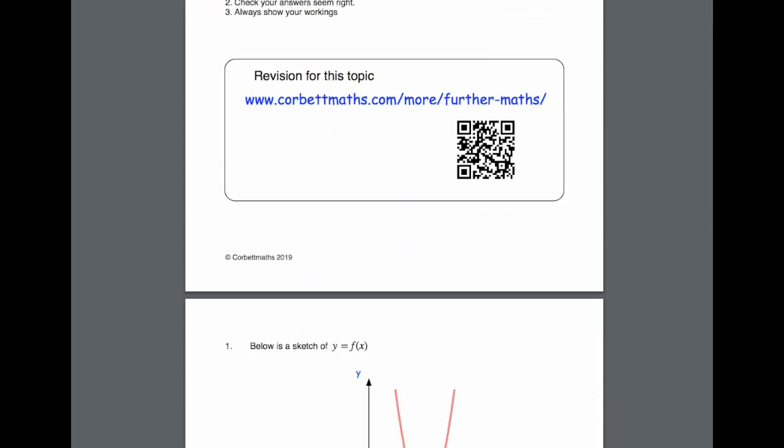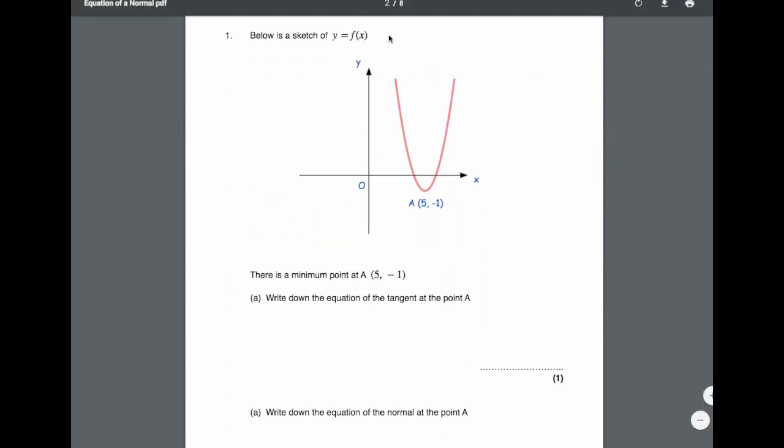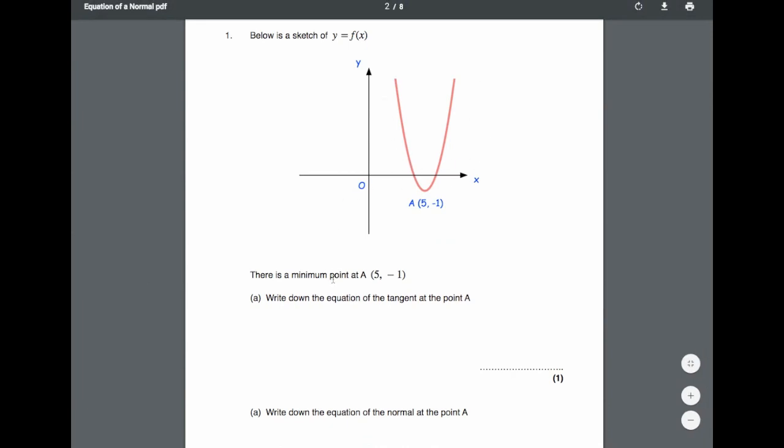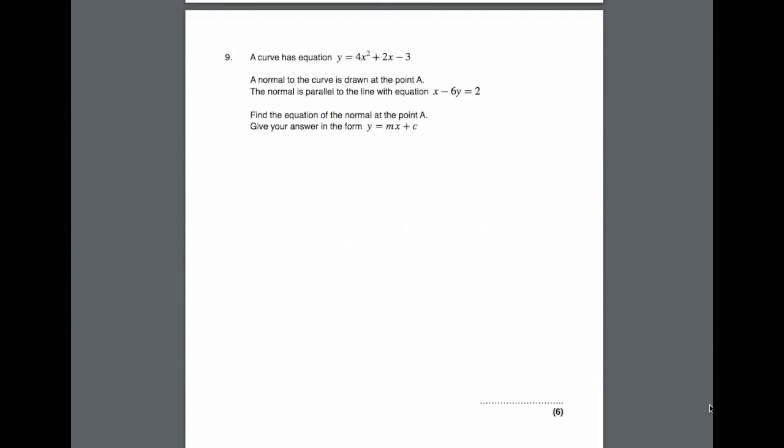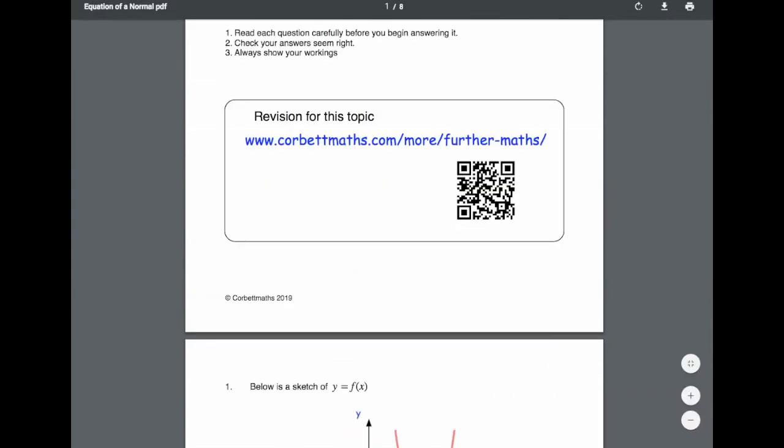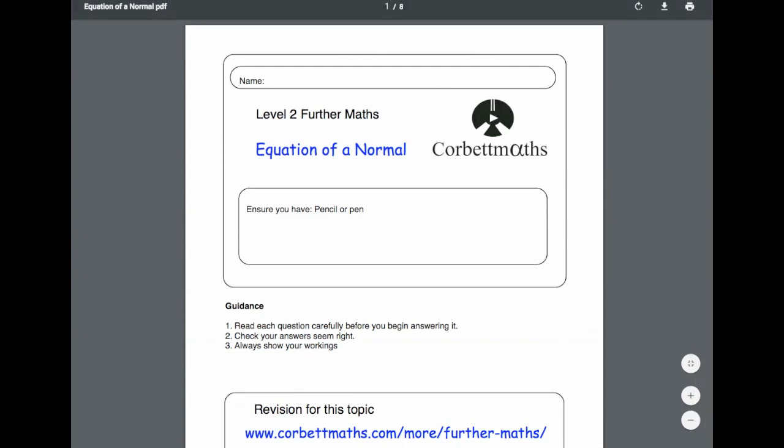So you can see here we've got some straightforward questions where we've got a parabola, and we've been asked to find the equation of the tangent and normal at the point A, so nice y equals and x equals questions. But then the worksheet builds up and gets harder up until the point where the students are doing some problem solving. It's just quite nice making that resource.